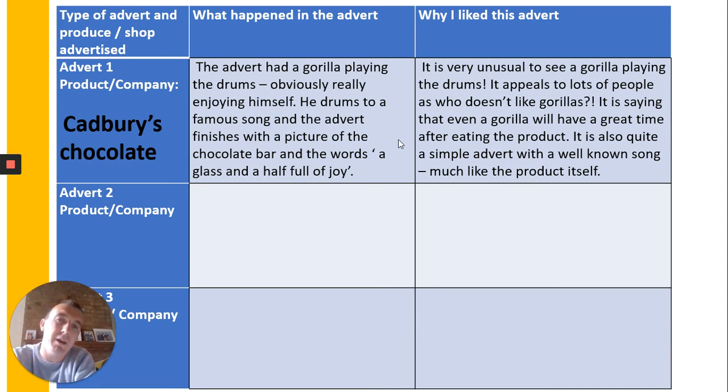And this is why I think it is. So why I like this advert, why I think it appeals to the audience. Well, to start with, very unusual to see a gorilla playing the drums. So it really, really sticks in your head. And I think it appeals because who doesn't like gorillas? Who doesn't like going to the zoo and looking at the gorillas? Awesome. And I think the point it's trying to make is that even a gorilla will have a great time after eating a Cadbury's chocolate bar, after eating the product.